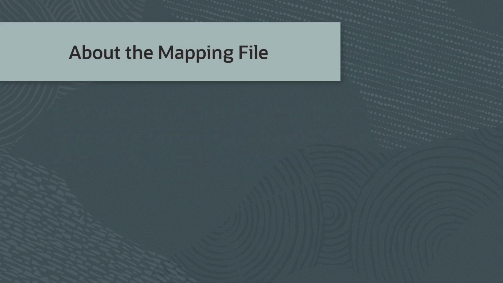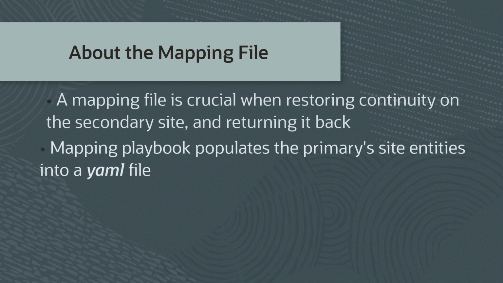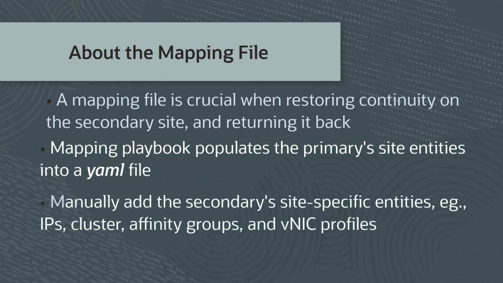What's missing in the video capture is running the playbook that created a map file containing the primary site's entities. A mapping file is crucial when restoring continuity on the secondary site and returning it back. The mapping playbook populates the primary site's entities into a YAML file. Then you manually add to the YAML file the site-specific entities for the secondary entities, such as its IP addresses, cluster, affinity groups.